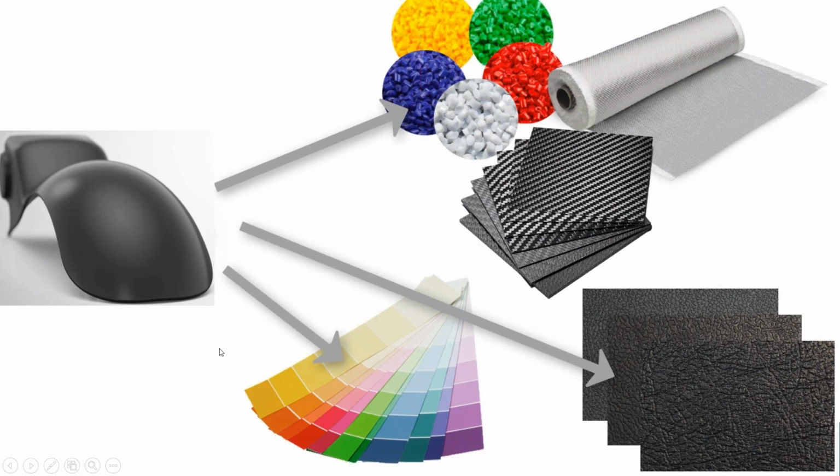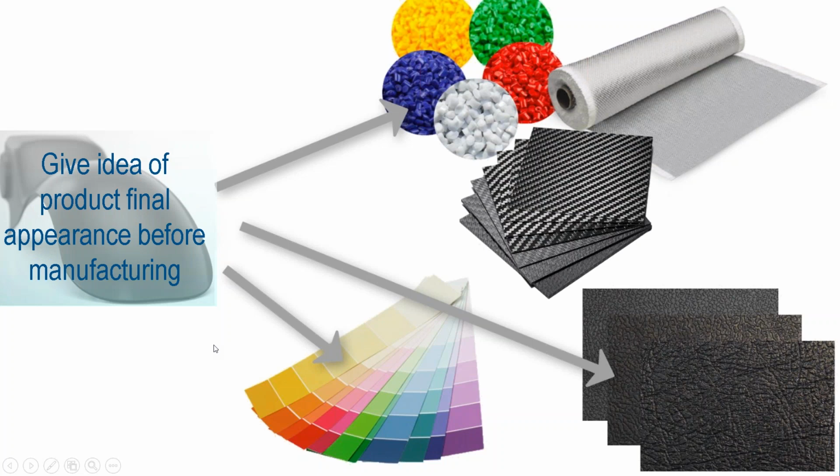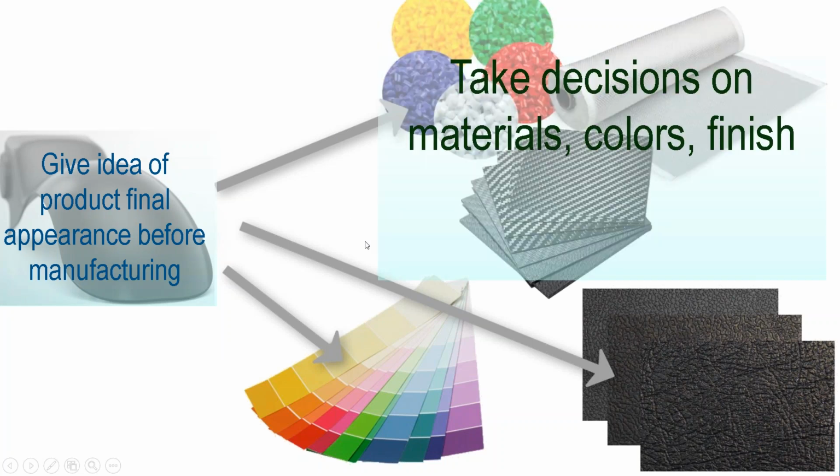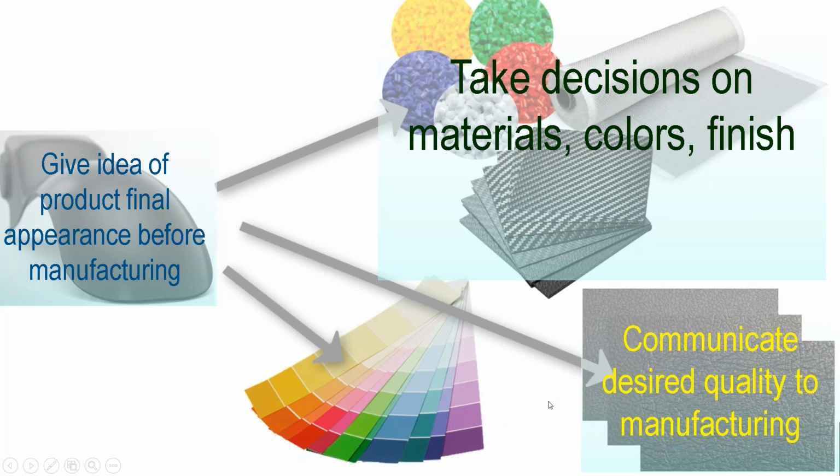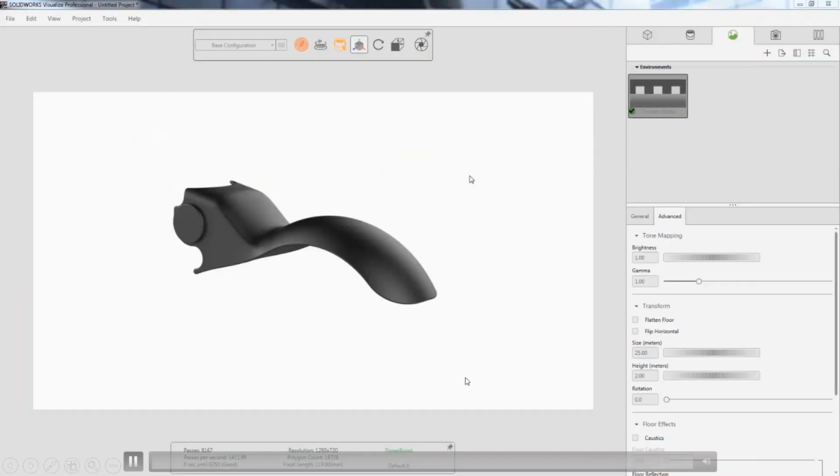Rendering is not just for marketing. There are also some very important applications, because it's needed to give the idea of the final appearance of the product before manufacturing. So if you need to make a decision on the appearance, the color or material, you don't need to manufacture your product, you can do it with virtual rendering. You can choose your material, your color, your finish, and it can also help with manufacturing. Without having the mold maker create a prototype, you can immediately advise him on the finish you want, and you avoid him creating many prototypes and just get to the final prototype. So you can also communicate the desired quality.